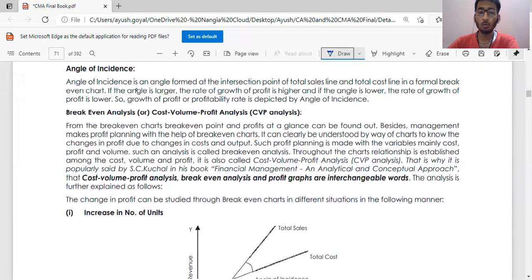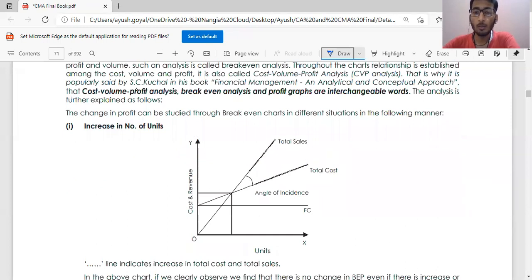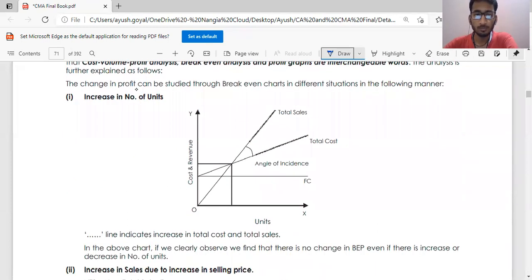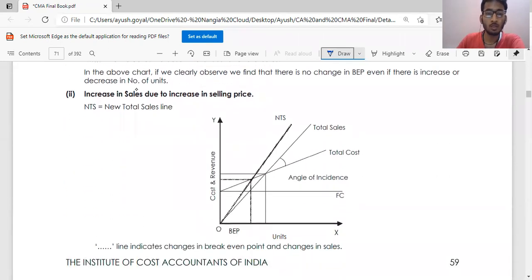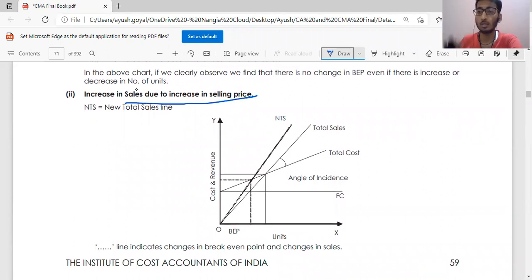Now, suppose there is an increase in number of units or sale. What would be the impact on break even point when these things happen? Suppose there is an increase in sale due to an increase in selling price. Then what would be the impact on break even point? The break even point will shift to the left side, it will come down.